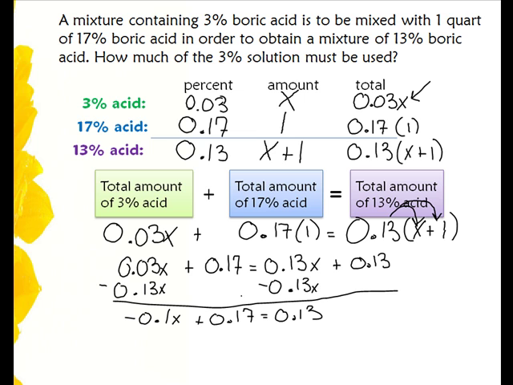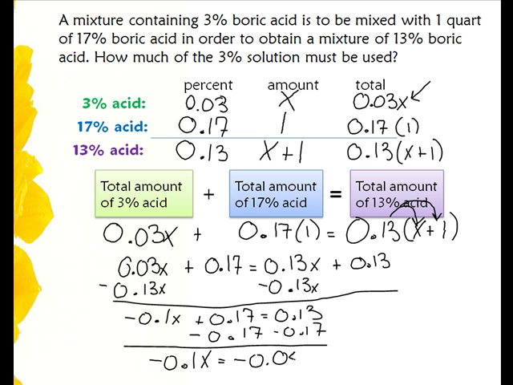Next, I want to get rid of this 0.17 because I want the x by itself. So I simply subtract it. Remember, you have to do it to both sides of the equal sign. So I end up with negative 0.1x equals negative 0.04. I'm running out of room, so I'm going to make a little arrow here. So what I have is negative 0.1x equals negative 0.04. I want to solve for x, so I need to divide by negative 0.1 on both sides. So I end up with x equal to 0.4.